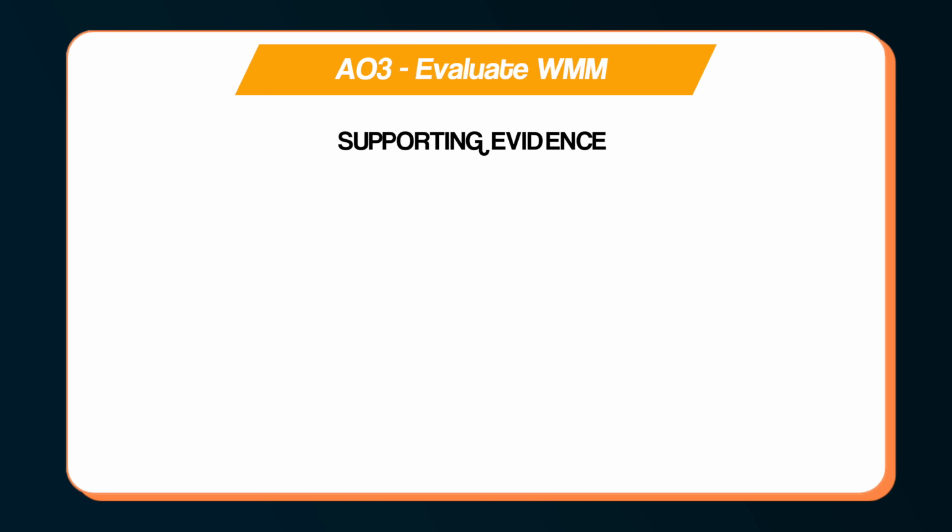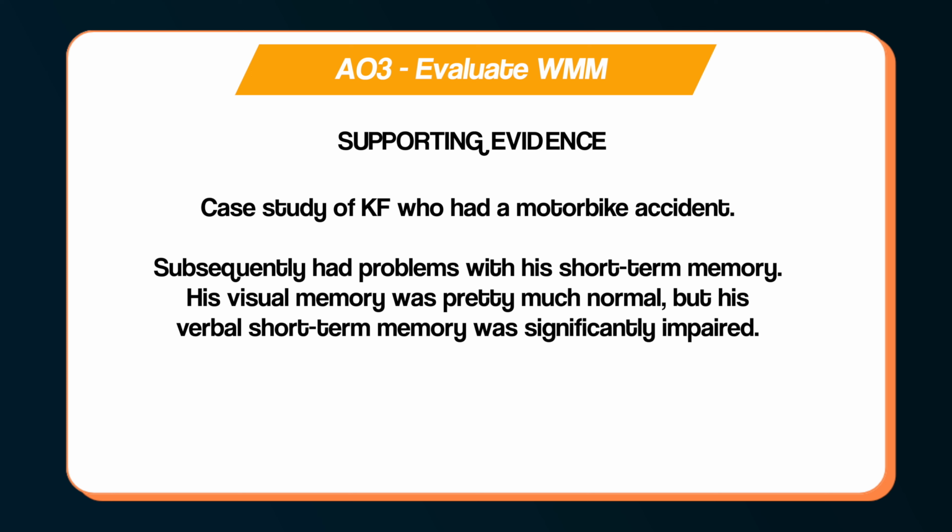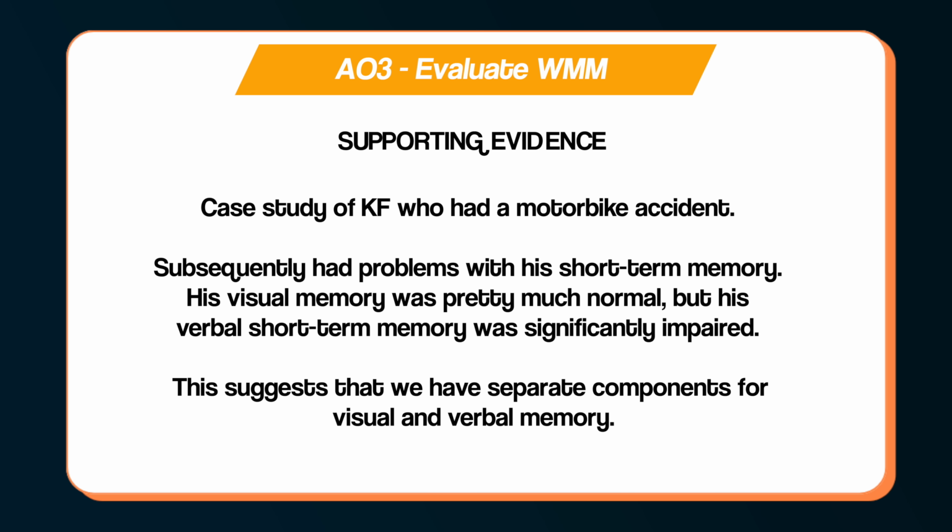For the remaining 6 marks, we don't need to write as much as a typical 10-mark evaluation essay. So we could put some supporting evidence in, such as the case study of KF, who had a motorbike accident and subsequently had problems with his short-term memory. His visual short-term memory was pretty much normal, but his verbal short-term memory was significantly impaired, which suggests that we have separate components for visual and verbal memory.